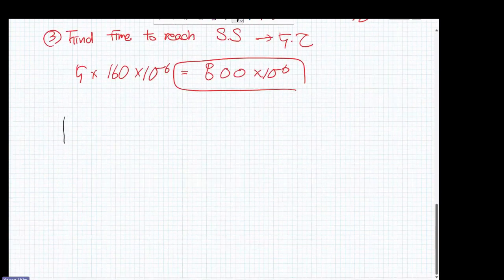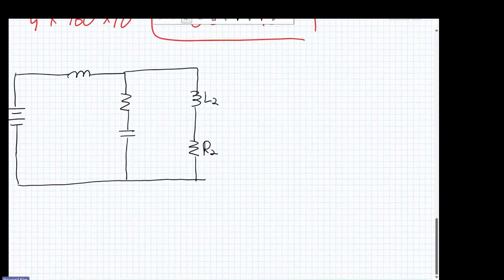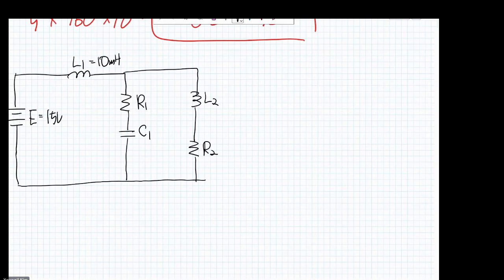All right, the last questions. A lot of students made mistakes, but these were really similar questions to the last session. Right there, the inductor, and this is the resistor here, maybe R sub 2, L sub 2. And then this is R sub 1 and C sub 1, and R sub 1 and E. This is the 15 volt source, the 10 millihenry, 500 ohm here, C sub 1 is 10 microfarad, and L sub 2 is 47 millihenry, and R sub 2 is 2 kilo ohm, okay?